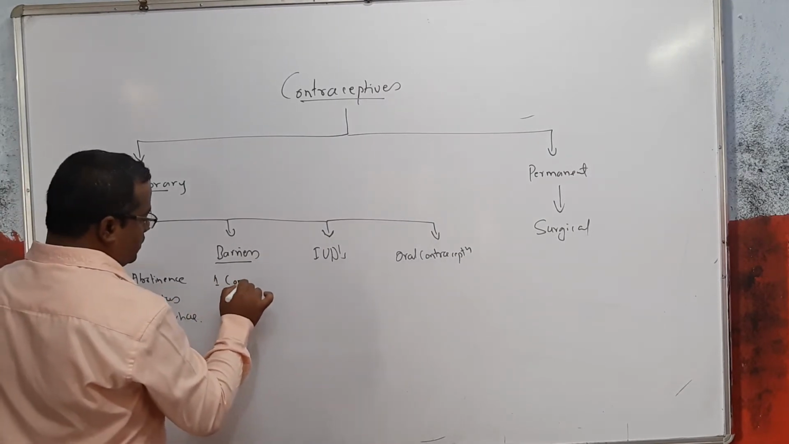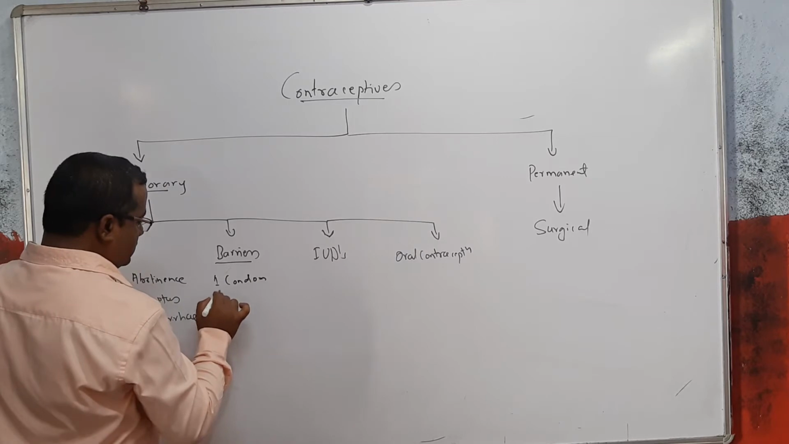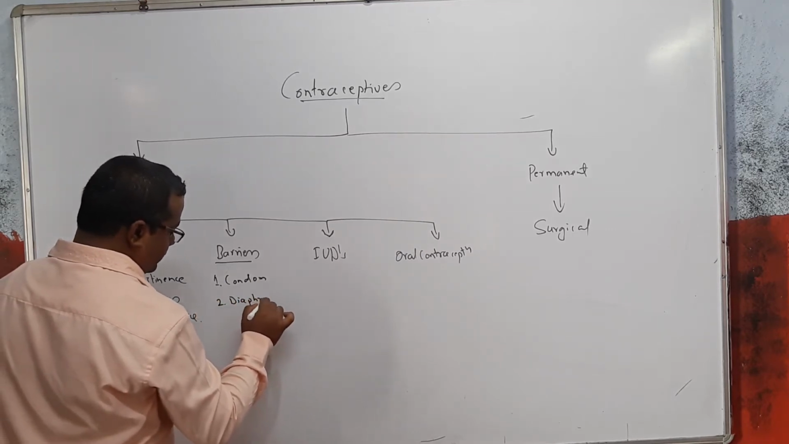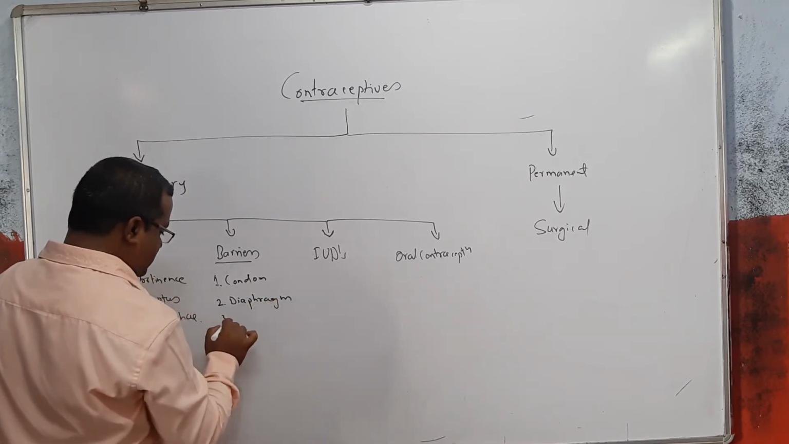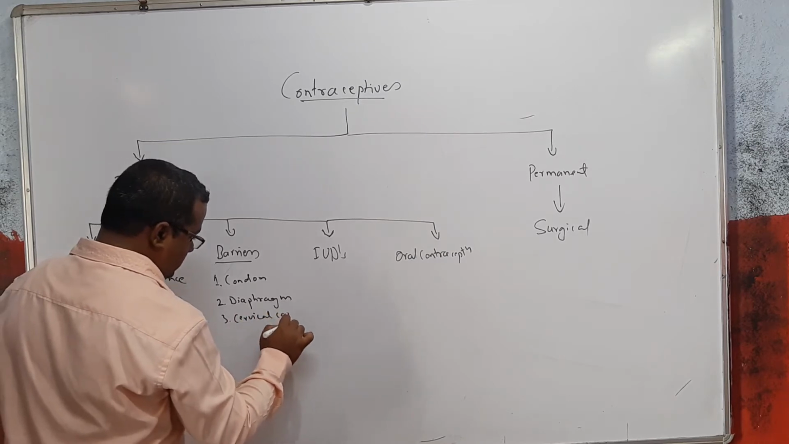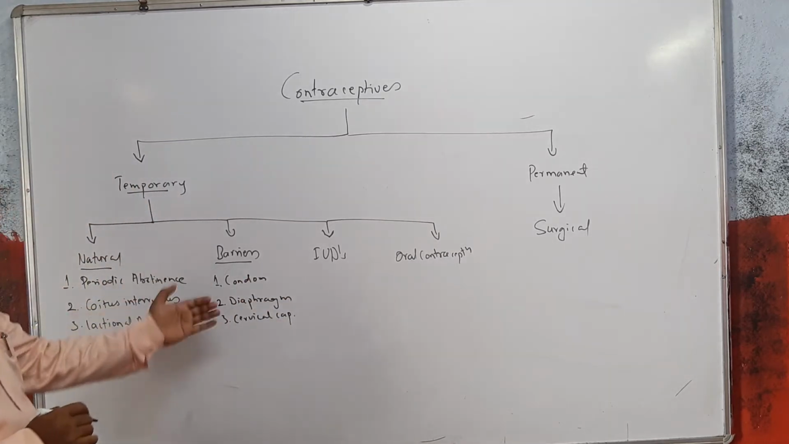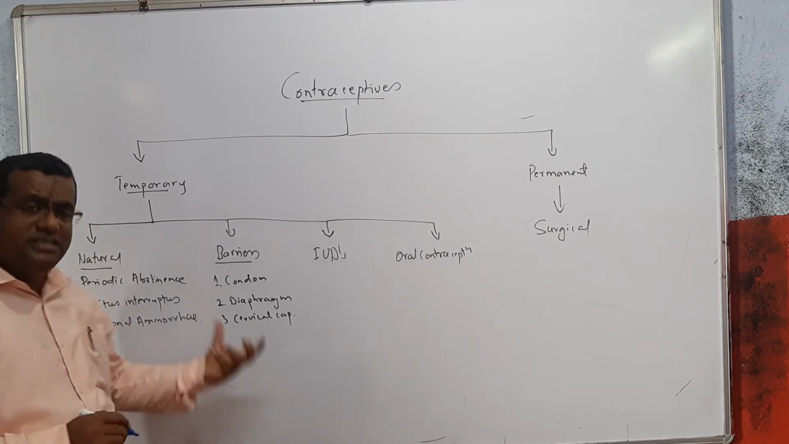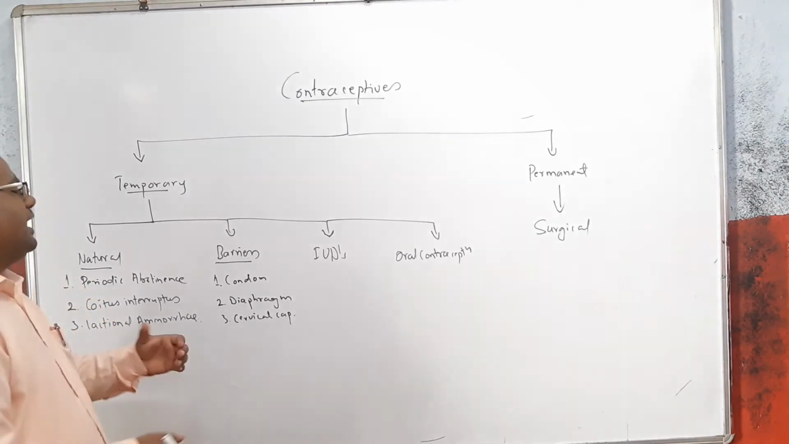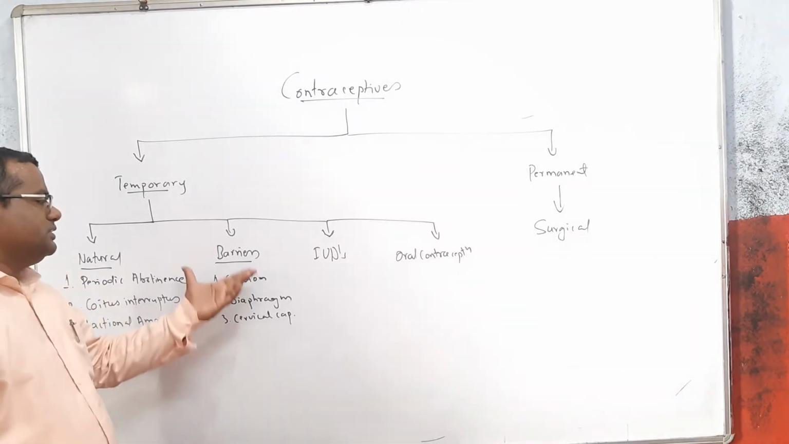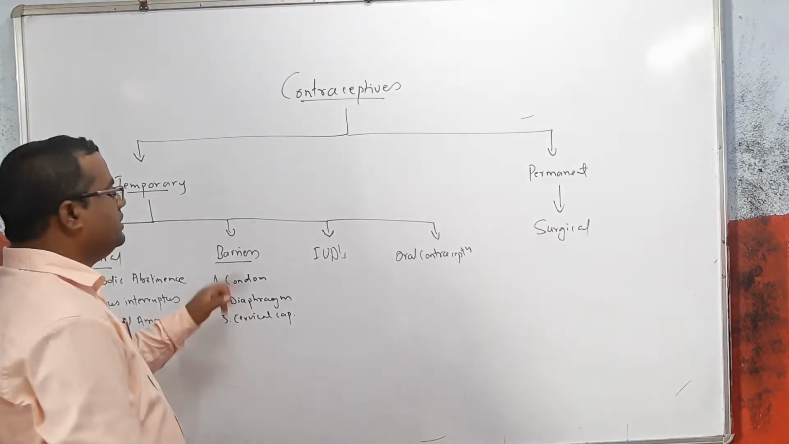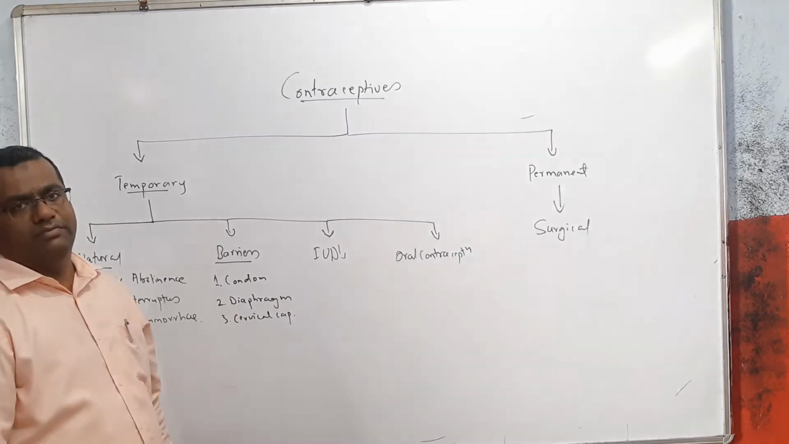One is condom, second is diaphragm, and third is cervical cap. These three types are made of a rubber sheet, applied on the reproductive part of the male and female, and then they can perform intercourse. They are the barriers. They prevent the fusion of egg and sperm. So this is what barrier methods are.